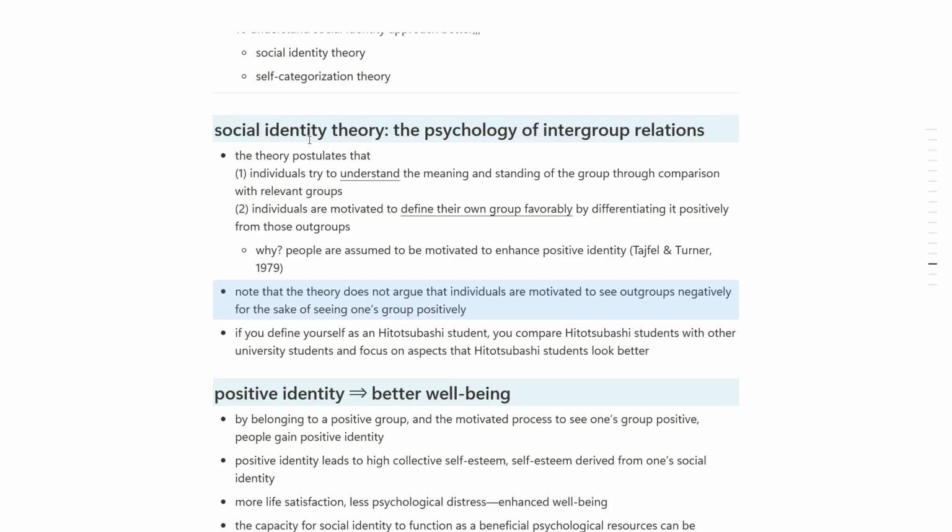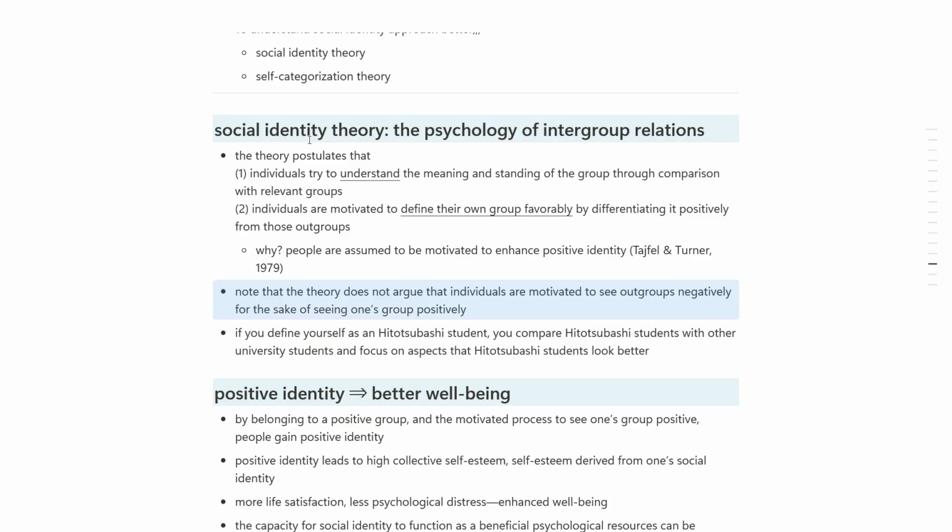Okay, so that's a kind of nuanced explanation, but people are not motivated to see others negatively. But because people are motivated to see themselves positively, they look for factors and elements and aspects that enable them to see their group positively. And in that process, people come to see other groups more negatively relative to their own group.